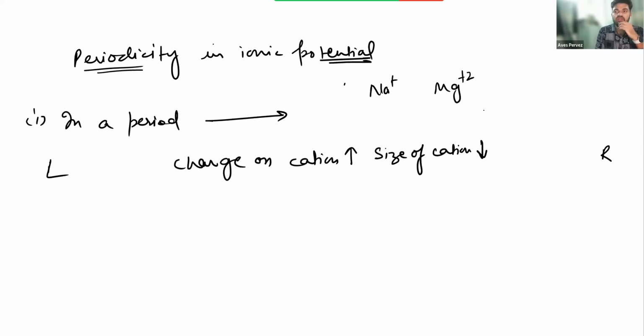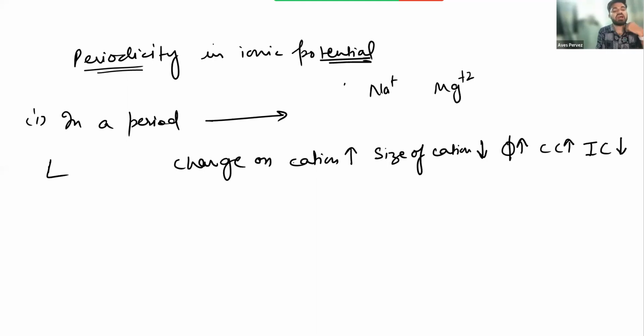Understood? Yes. And we will say that the ionic potential also increases. Ionic potential also increases, and if the ionic potential increases, then covalent character also increases. And if the covalent character increases, then the ionic character decreases.